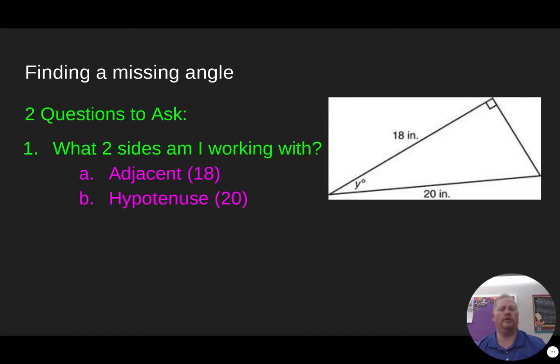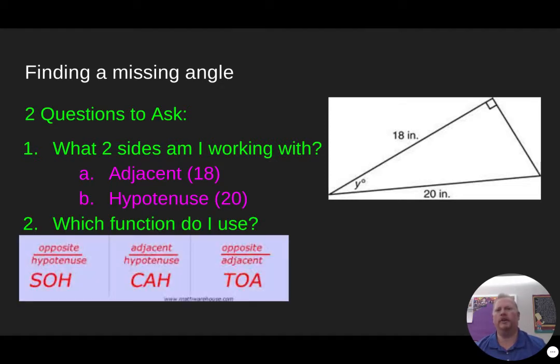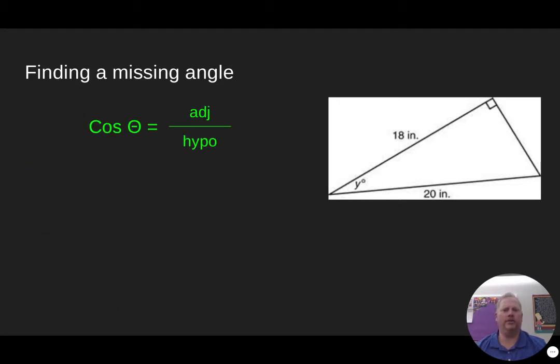So then the second question, which function am I going to use? So which of those functions deals with adjacent and hypotenuse? Hopefully after the last lesson you've had some practice, you can recognize a little bit quicker. It's going to be A and H, cosine. So we're going to use the cosine function in order to work this. So as you know, cosine is the adjacent over the hypotenuse.